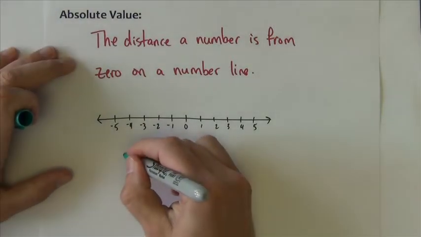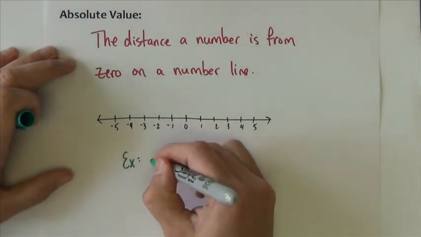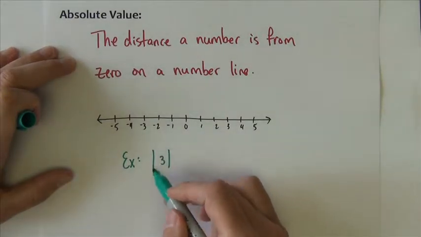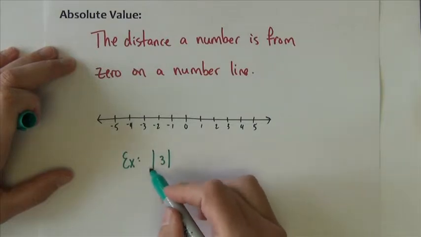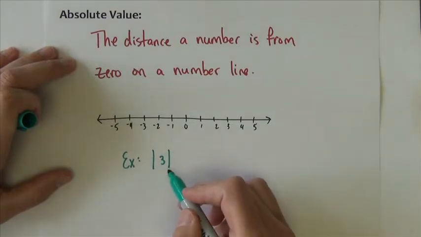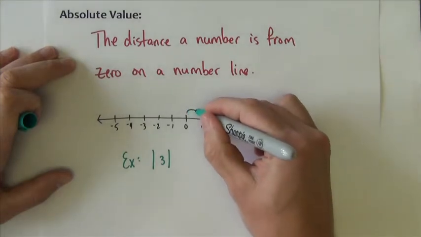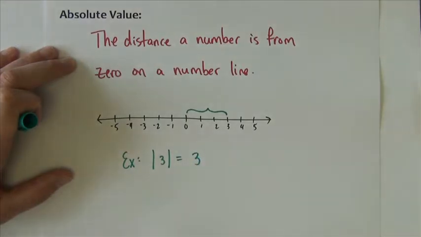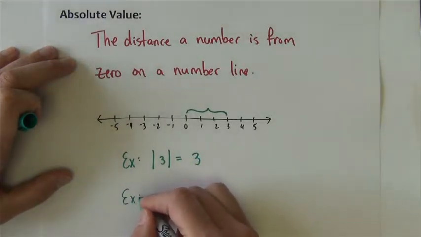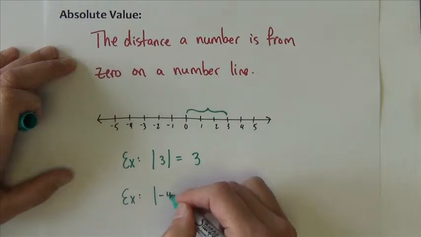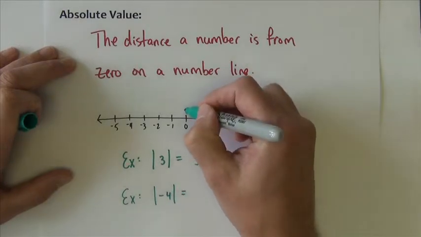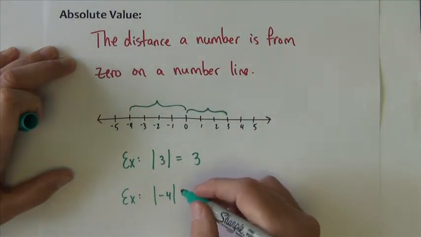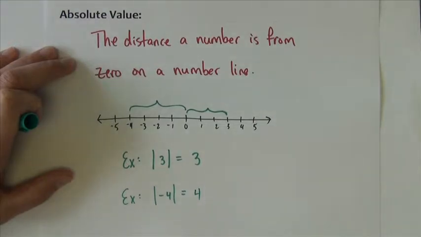well, notation-wise, absolute value looks like that. You use two parallel bars, parallel lines around the number. This is read absolute value of 3. And what it means is how far away is 3 on a number line? Answer is 3 units. If I want absolute value of -4, that means how far away is -4 from 0 on a number line? The answer is it's 4 units away.